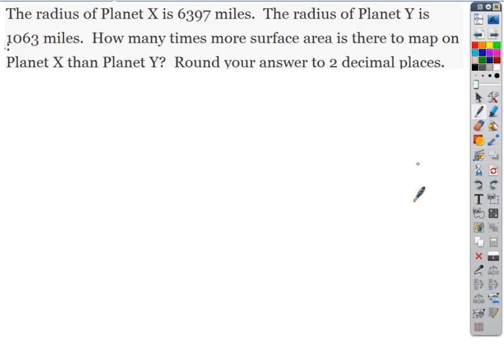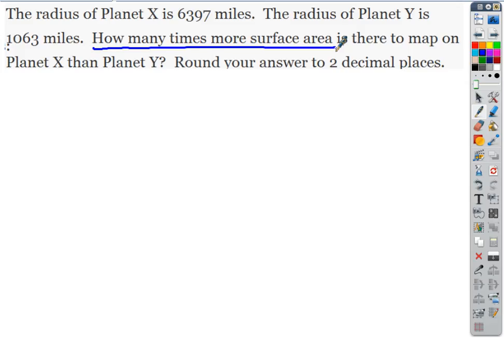How many times more? How many times more surface area is there on the big planet than the small planet? Now, think of it this way. What if we wanted to know how many times higher Mount Everest is than Mount Hood? Mount Everest is slightly over 29,000 feet. Mount Hood is 11,235, I think. So we'll just say 11,200.